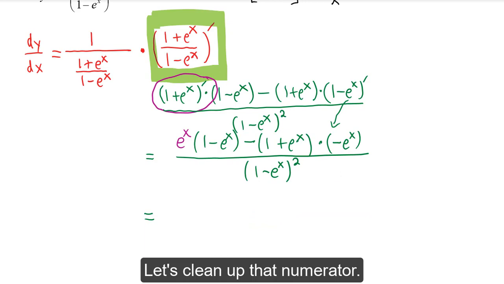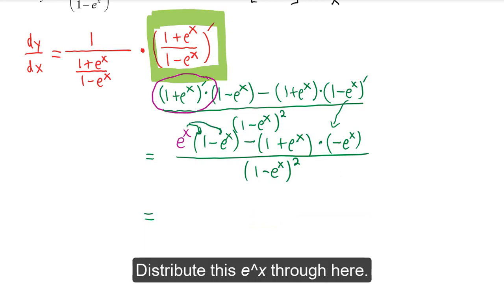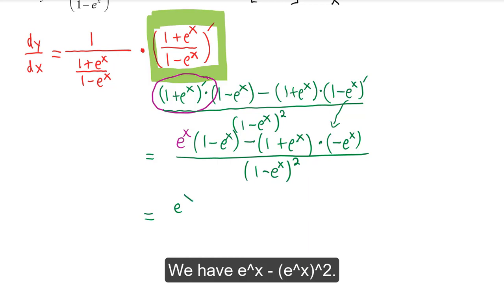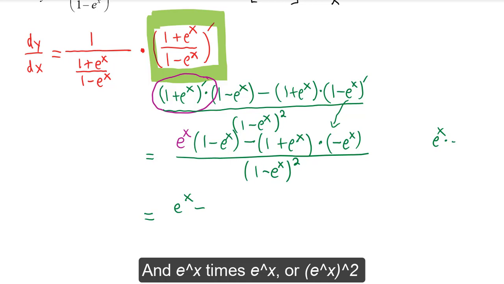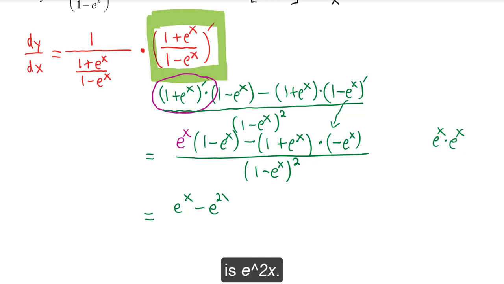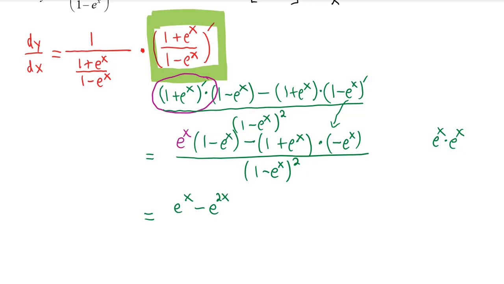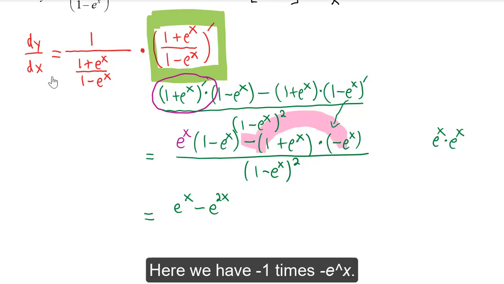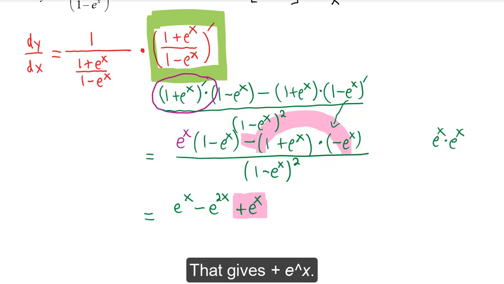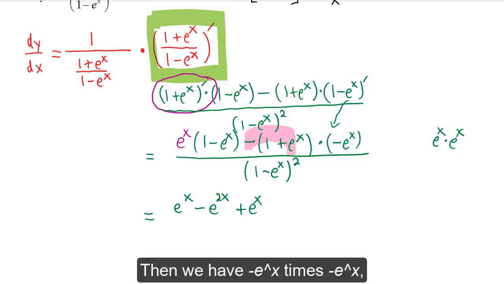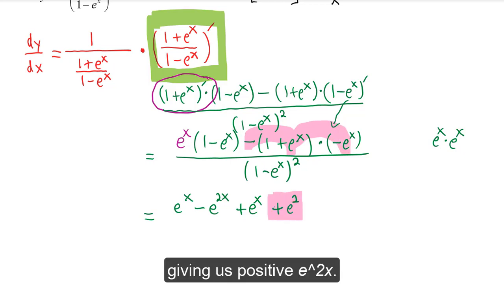Derivative of e to the x is e to the x. Let's clean up that numerator. Distribute this e to the x through here. We have e to the x minus e to the x quantity squared. And e to the x times e to the x, or e to the x quantity squared, is e to the 2x. Multiplying with the same base, you add the exponents, and x plus x is 2x. Here we have negative 1 times negative e to the x. That gives plus e to the x. Then we have a negative e to the x times a negative e to the x, giving us positive e to the 2x.